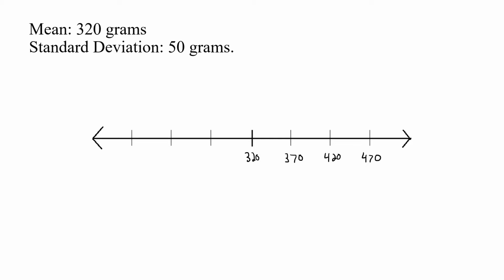Moving to the left, subtract 50. 320 minus 50 is 270. Subtract another 50 to get 220. And then finally do it again to get 170.